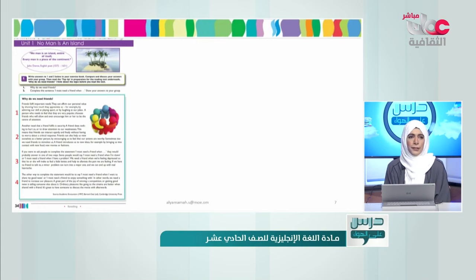Here we have a reading passage. We have to practice making the connection by doing some different tasks. Look at task number 1. Why do we need friends? And you look at the picture, look at the title. Of course, whenever you hear the title or look at the picture, the first thing that will come to your mind is people, grouping, friendship.